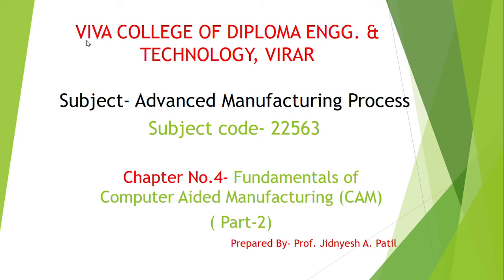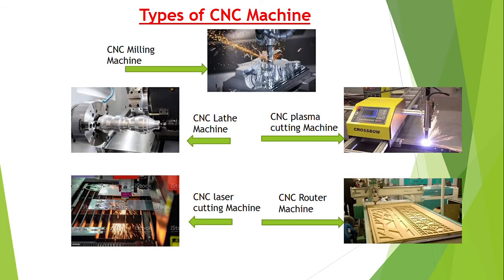In this session, we study the various types of CNC machine, the classification of CNC machines, and the control system of CNC machine, and how the machines are selected for the operation. So let's start the session. CNC machines are basically of 5 different types.